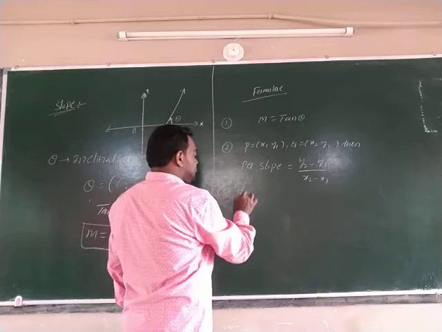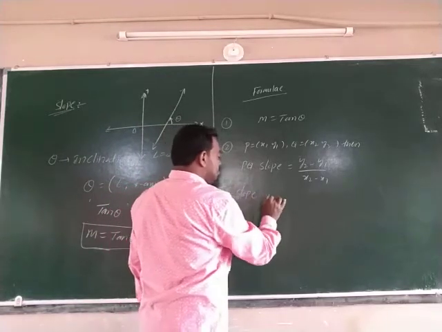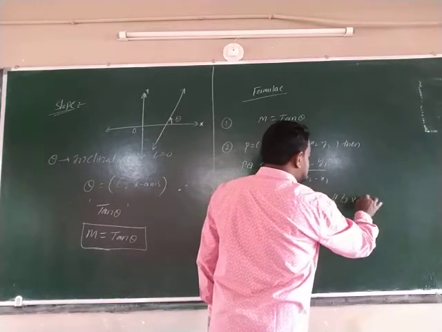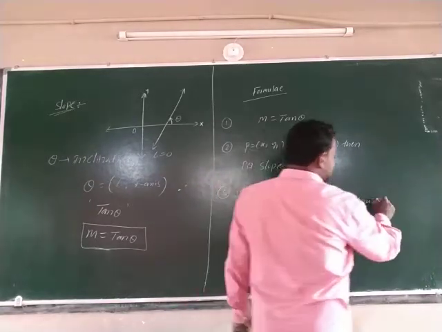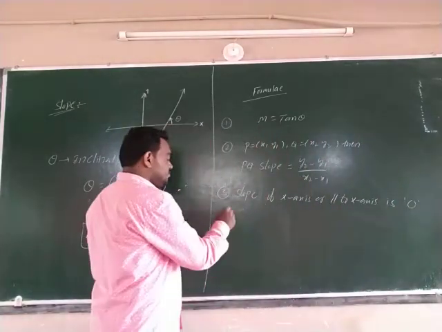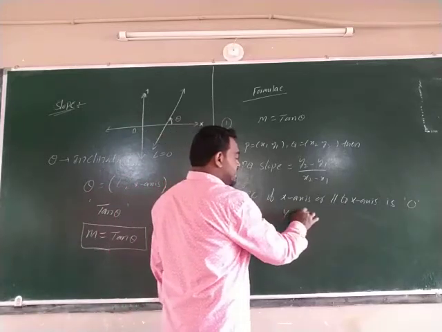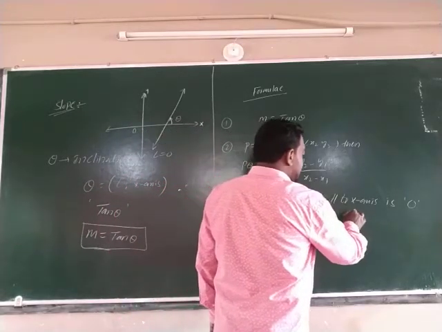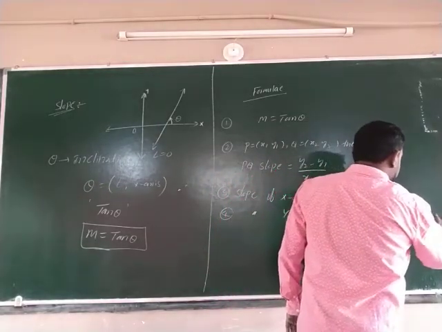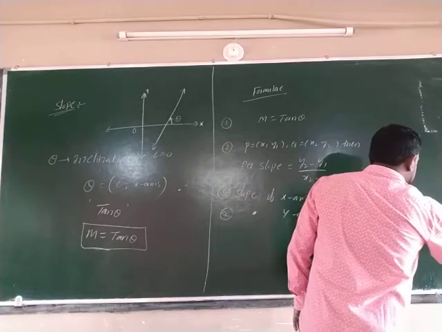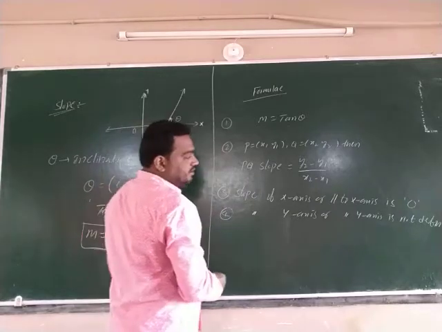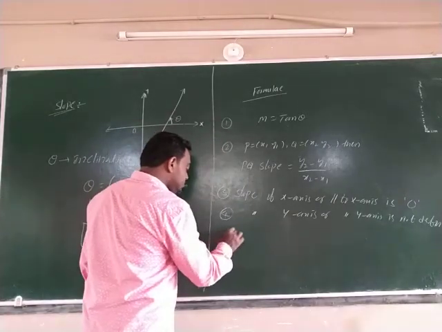Third one, the slope of the x-axis, or lines parallel to the x-axis, is 0. Next, fourth one, the slope of the y-axis, or lines parallel to the y-axis, is not defined, nothing but infinity. Not defined.